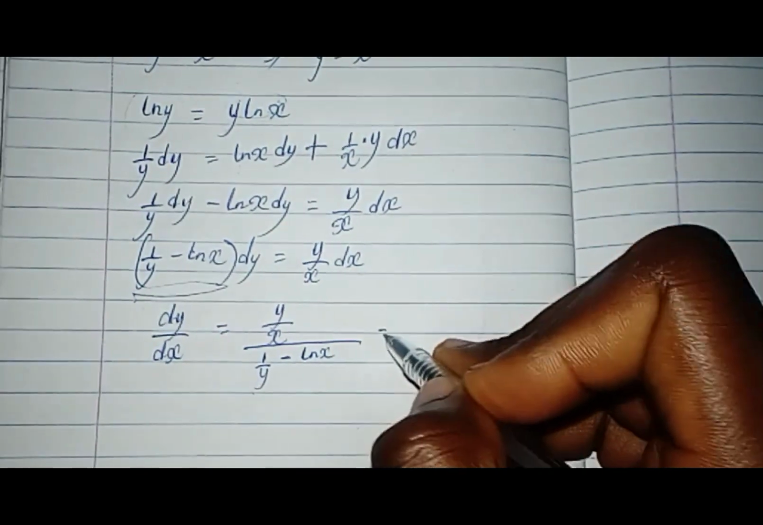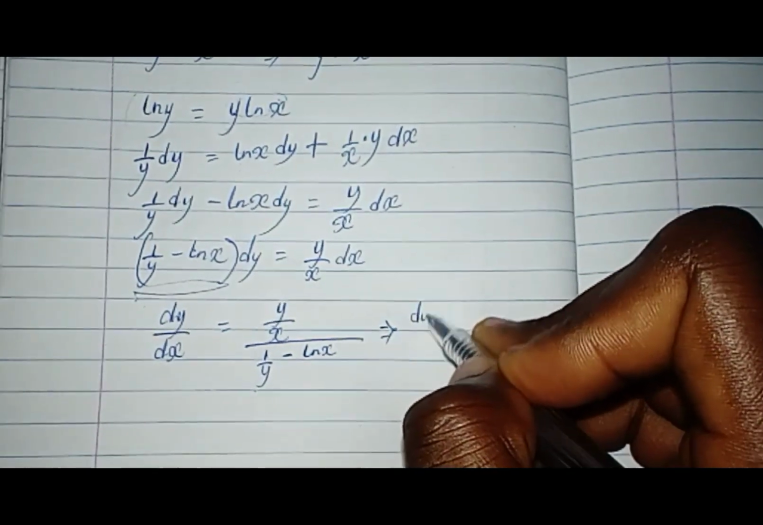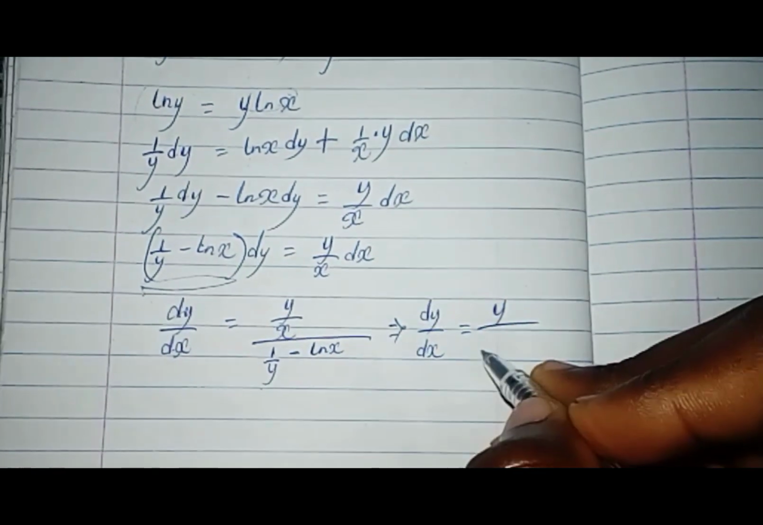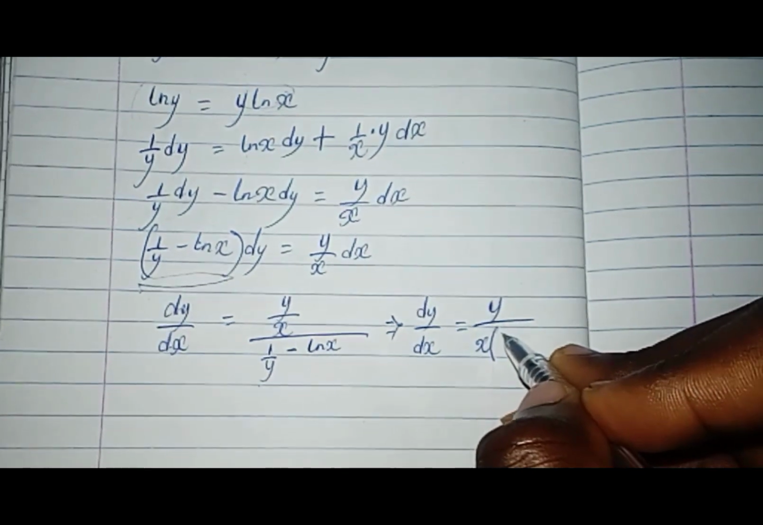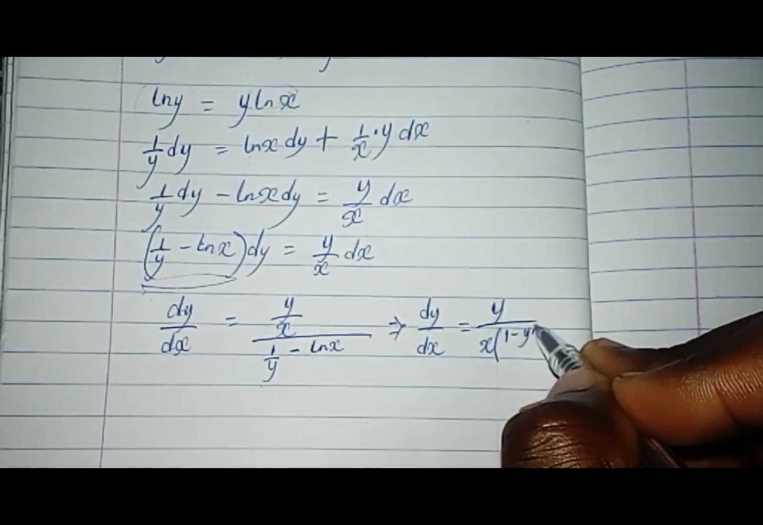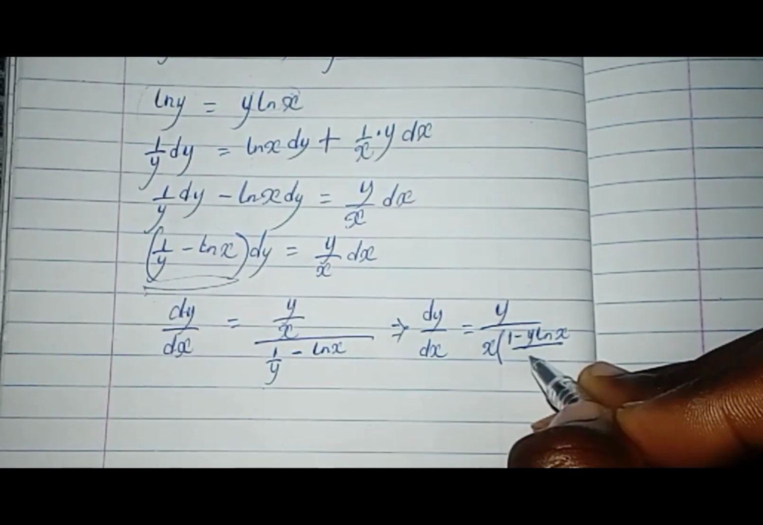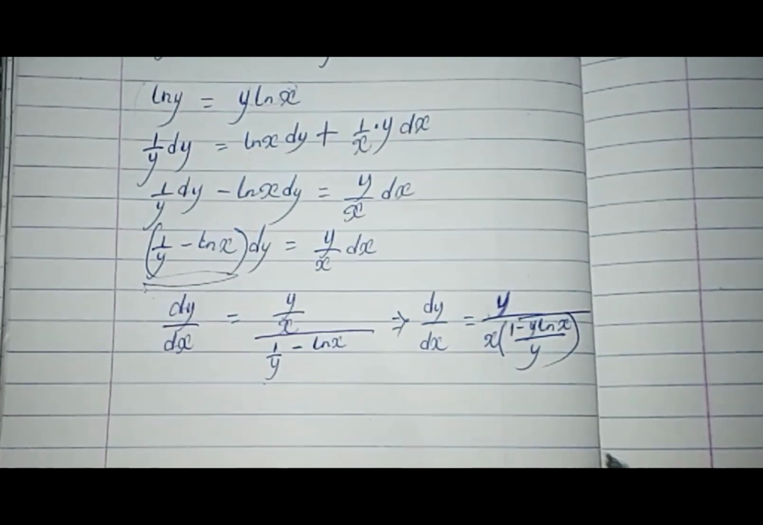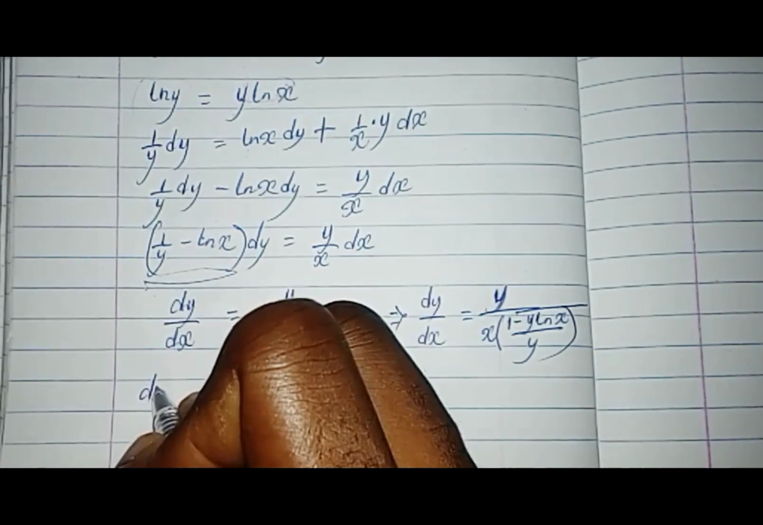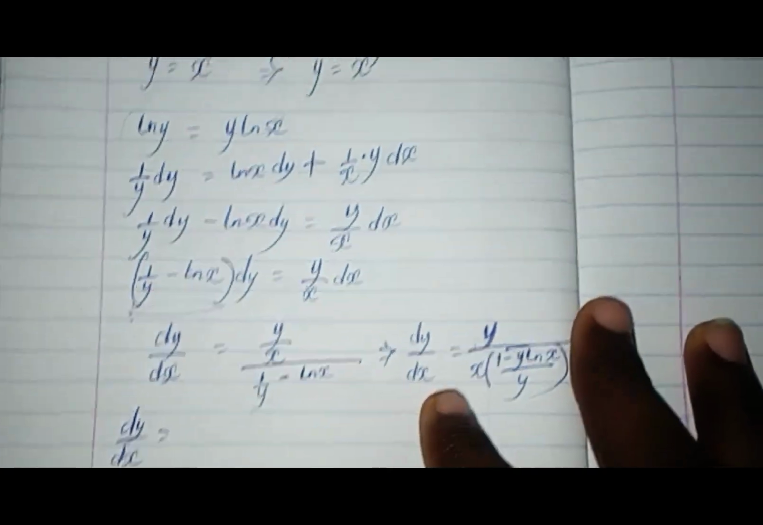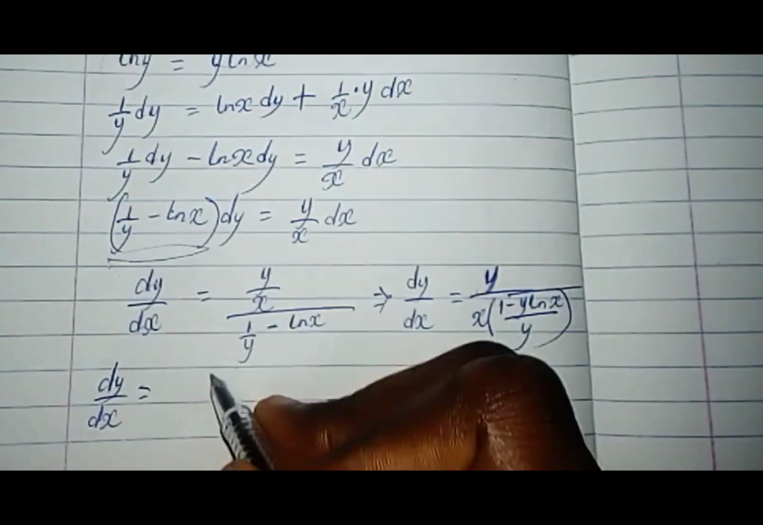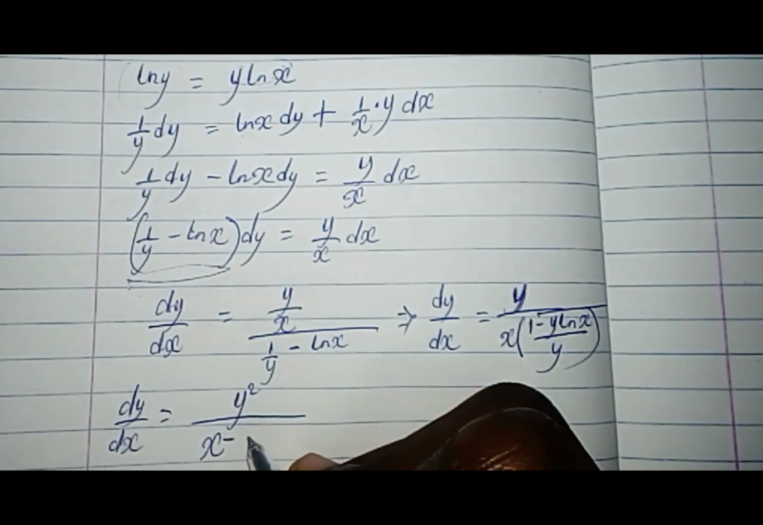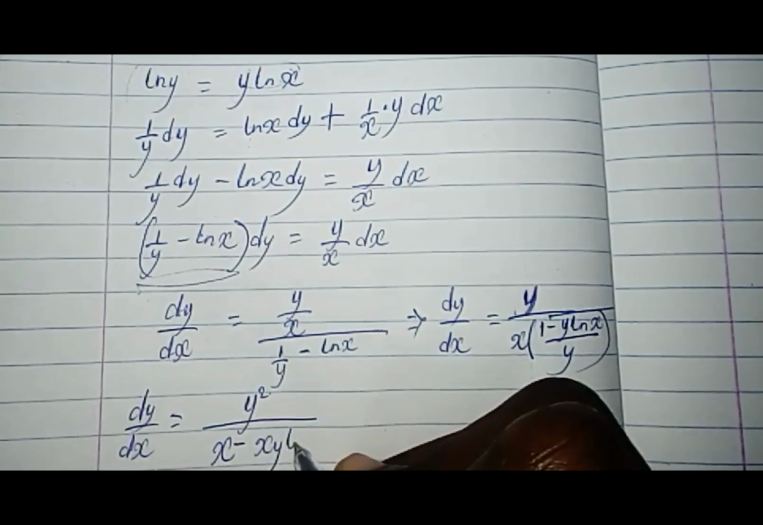So I can simplify this further. This implies that dy/dx is equal to y over x, in brackets, 1 minus y ln x, over y. Do that in your own time. Try to simplify this further. So with this, I have my dy/dx to be equal to y squared over x minus xy ln x.